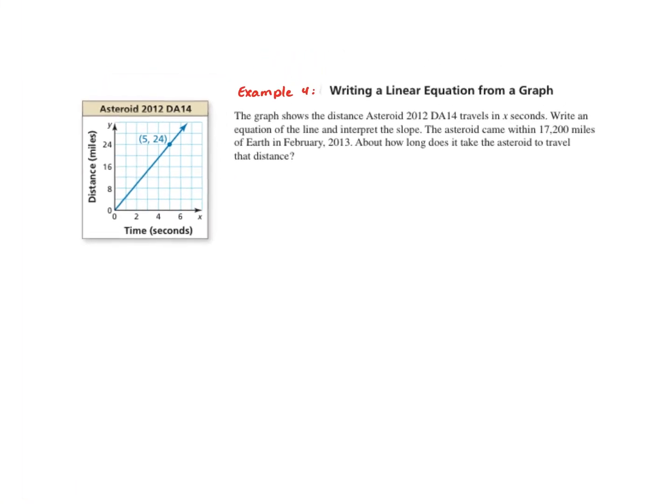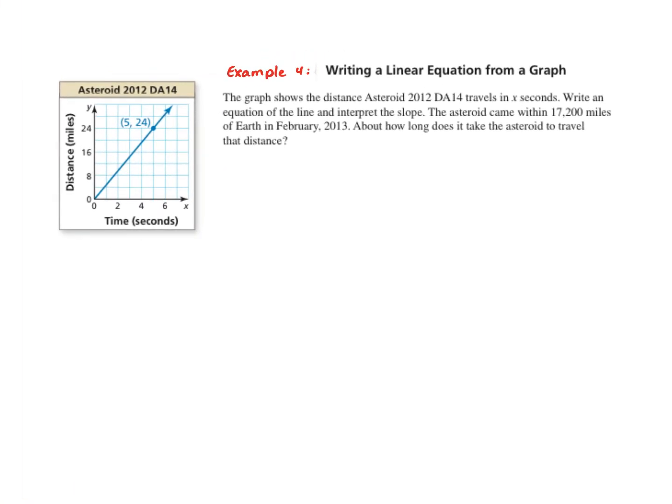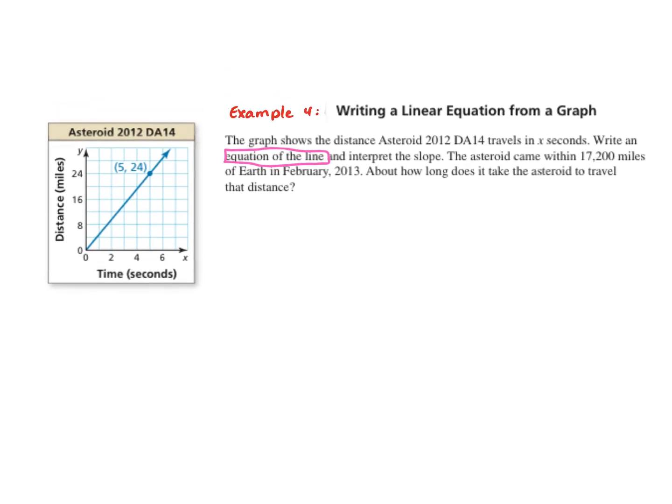So it says a graph shows the distance asteroid 2012 DA14 travels in seconds. Write an equation of the line and interpret the slope. So first thing we're going to do is write an equation of the line. It doesn't matter which type of equation. It didn't specify here, so we could put it in point slope form or we could put it in slope intercept form. It doesn't matter. I'm going to say let's do slope intercept form.